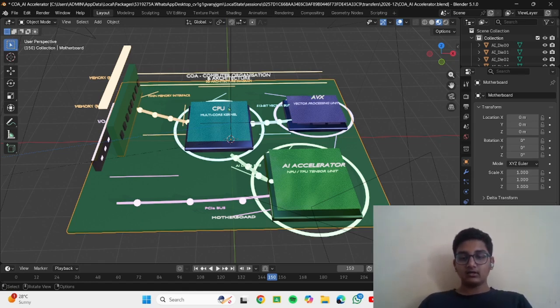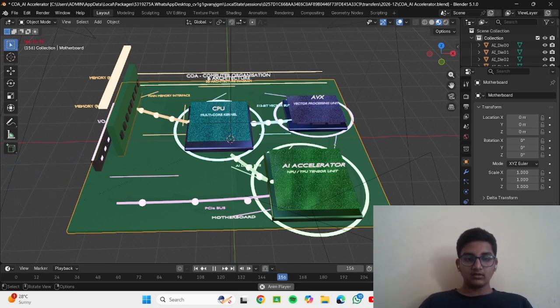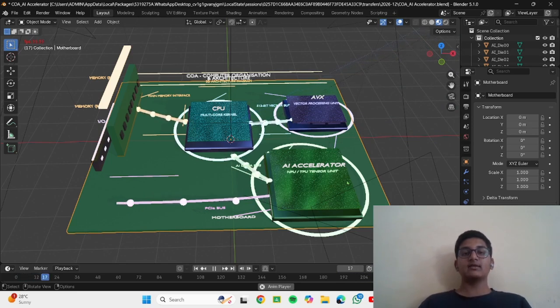Now, at the center of this model we have the CPU, or central processing unit. The CPU is responsible for executing instructions and controlling all operations in a computer system. It follows a sequential processing model, meaning it processes only one instruction at a time. If we see the animation, this approach is suitable for general purpose tasks like running programs, handling input, output, and system control. However, when it comes to AI workloads, which involve processing large data sets and performing repetitive mathematical operations, this sequential approach becomes inefficient. Now we will move to the AVX block, or vector processing unit.